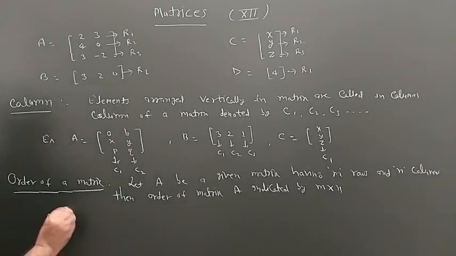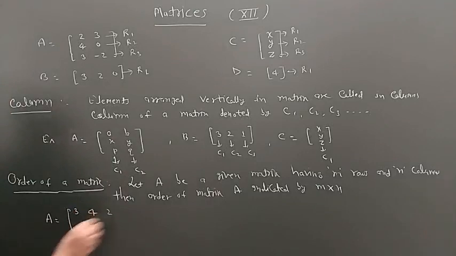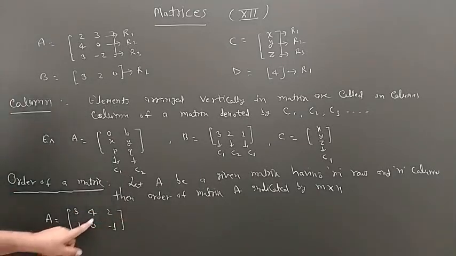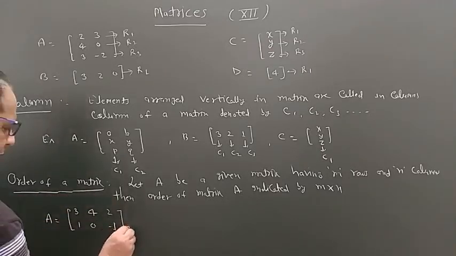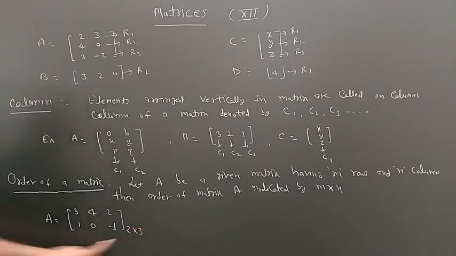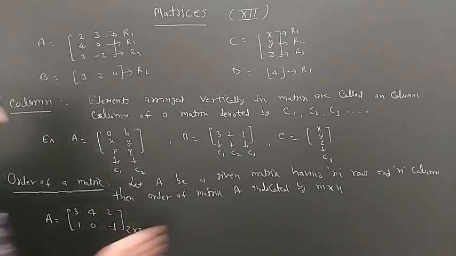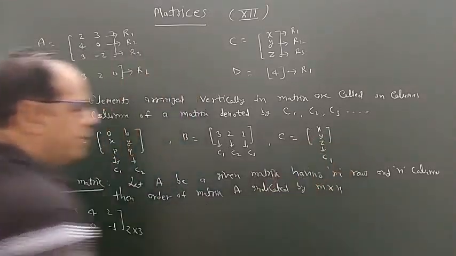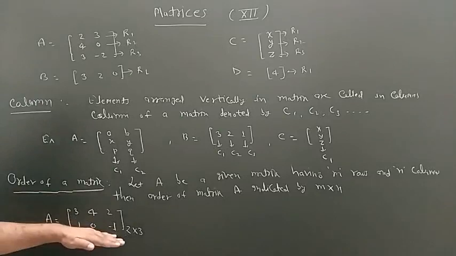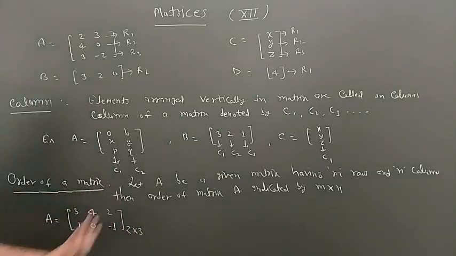For example, A equal to 3, 4, 2, 1, 0, minus 1. Here we clearly observe there are 2 rows and 3 columns, so the order is indicated by 2 by 3. The first is always the row and the second is the column. So when we indicate order, the first value shows the row and the second value always shows the column. So here there are 2 rows and 3 columns, so the order is indicated by 2 by 3.